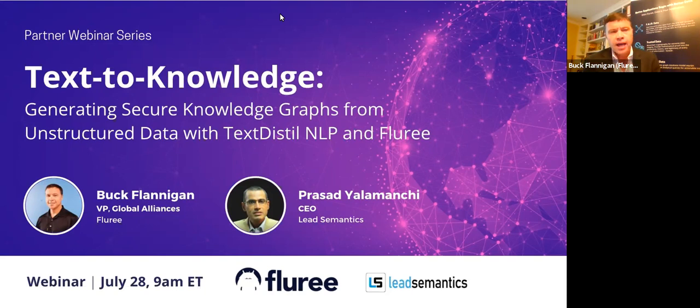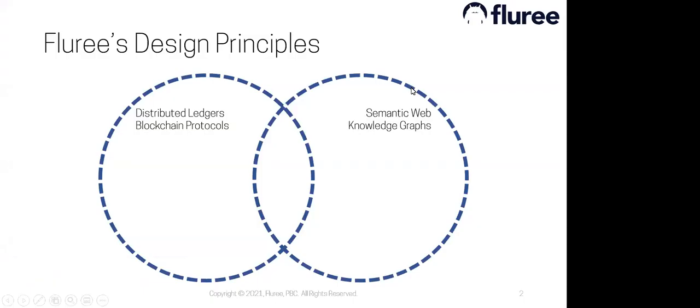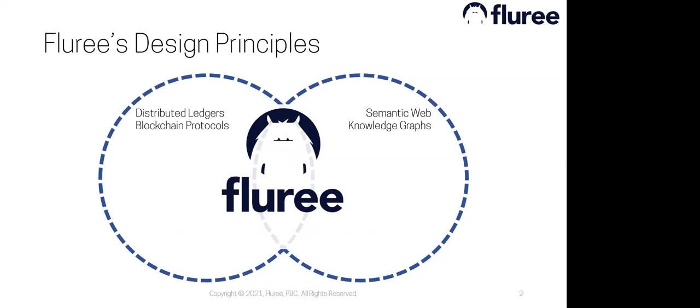So diving into the details around the design principles behind Fluree, it's really trying to take this Venn diagram or this nexus where distributed ledger technologies meet semantic knowledge graph standards. This is empowering developers and enterprises to deliver these next generation applications today. And it's built on this notion of a data-centric architecture.